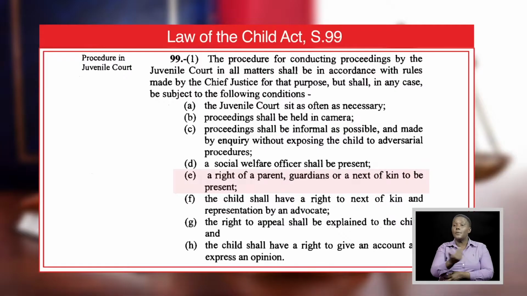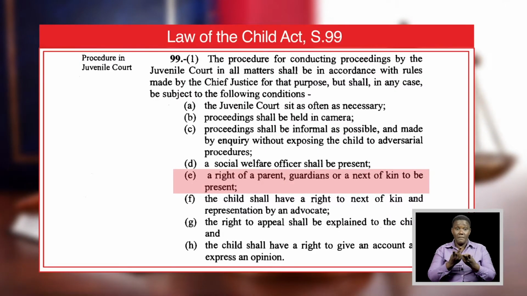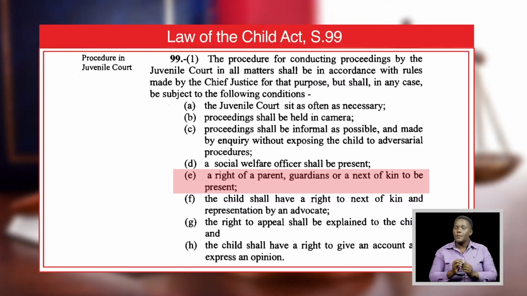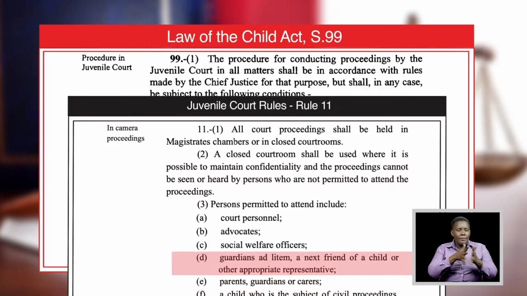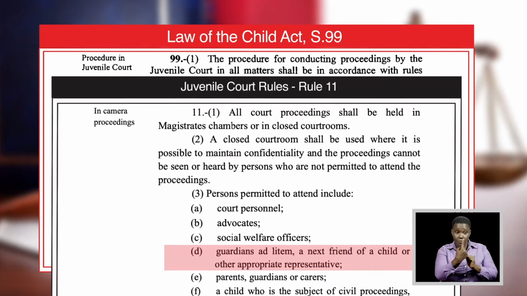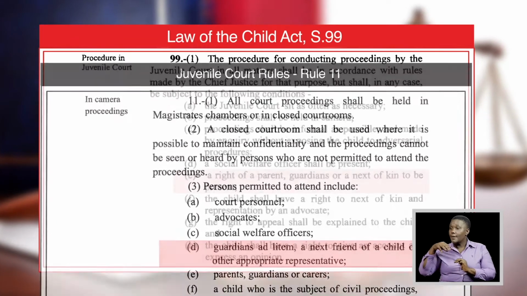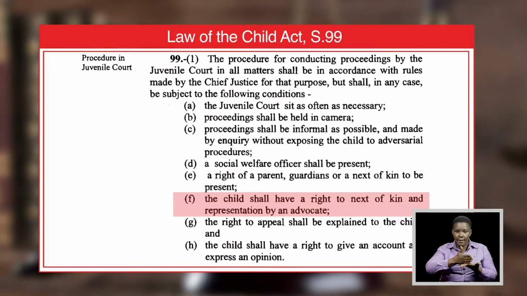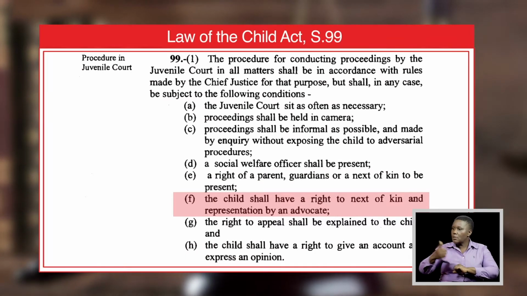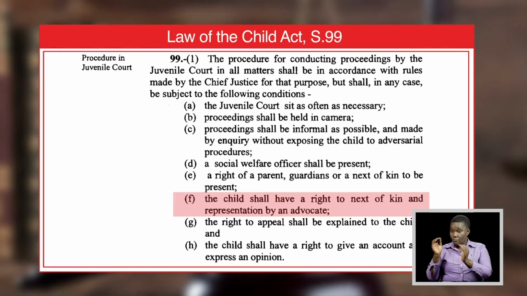So it is important that this be heeded by judges and magistrates when they hear juvenile court cases. A right of a parent, guardian, or next of kin to be present. This is also pointed out in Rule 11, Sub-Rule 3D and E of the Juvenile Court Rules. Another condition, the child shall have a right to legal representation by an advocate, guardian ad litem, or paralegal.